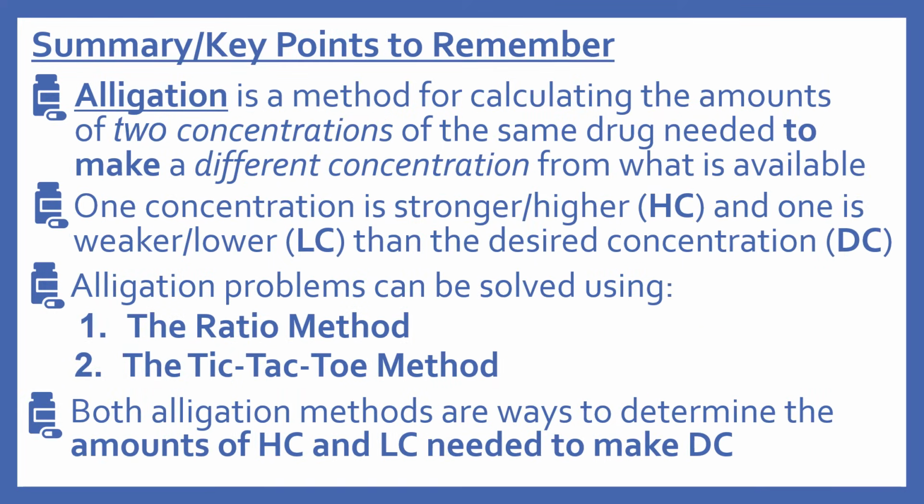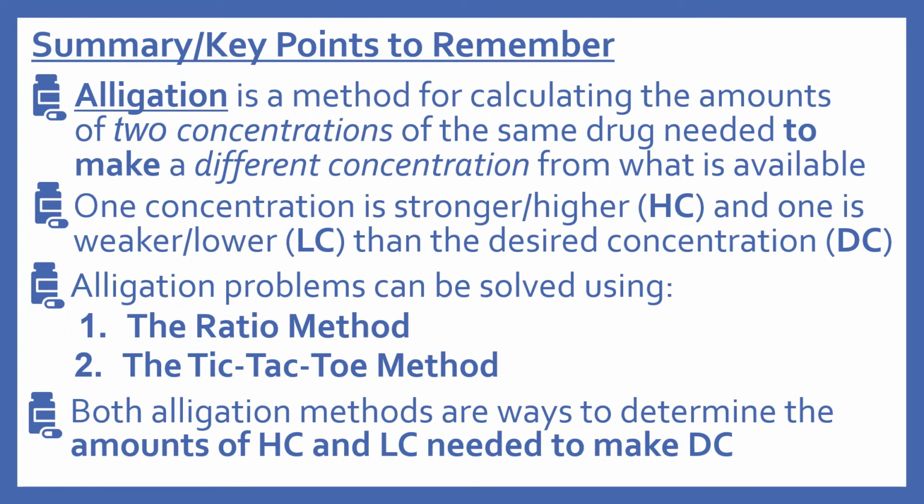So now we'll just go over a summary and some key points to remember. Remember, alligation is a method for calculating the amounts of two concentrations from the same drugs needed to make a different concentration from what's available. One concentration is stronger or higher. I refer to this as HC. And one is weaker or lower. This will be LC, low concentration, than the desired concentration, which is DC.